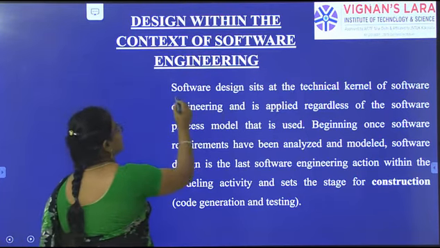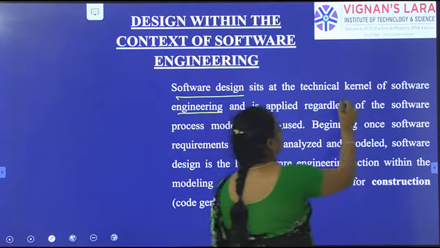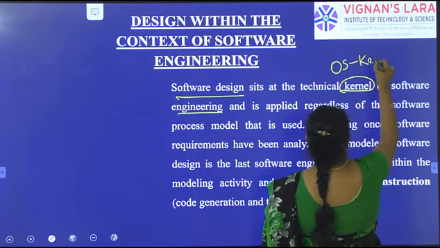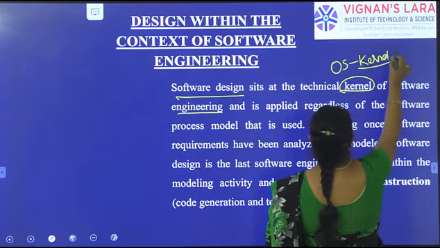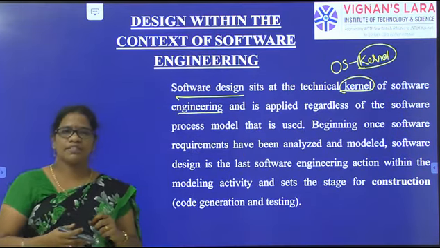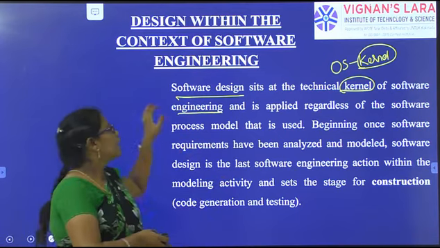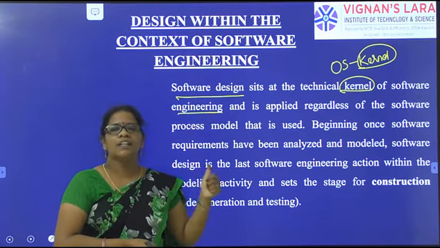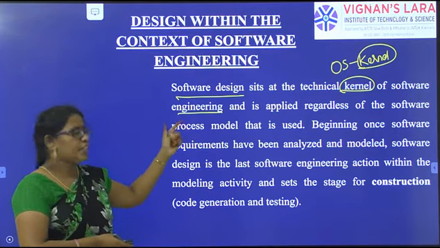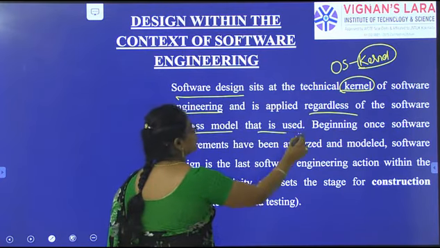Software design sits at the technical kernel of software engineering. Kernel is nothing but like an operating system. In an OS we have the kernel. Whatever commands are there, first they have to hit the kernel, and only then will they pass to the particular resource. That is how important the OS is for a system. Software design is also one technical operating system for software product development in software engineering, and it is applied regardless of the software process model that is used.